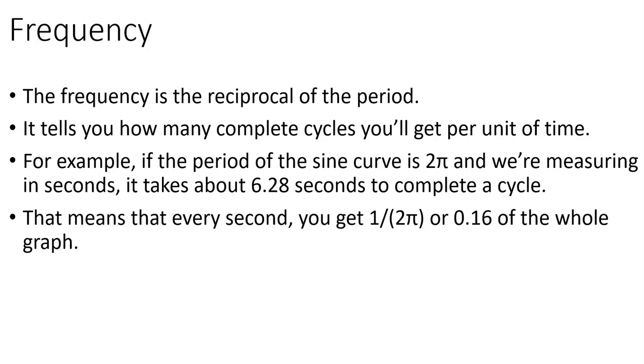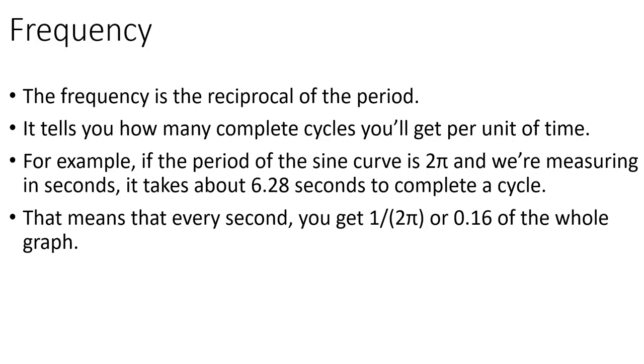So there was my example. If the period is 2 pi, we're measuring in seconds. It takes about 6.28 seconds to complete a cycle. So how much of the cycle could you complete every second? You'll complete about 0.16 of the whole graph. Right? Multiply that by 6.28, and you'll get the whole cycle.